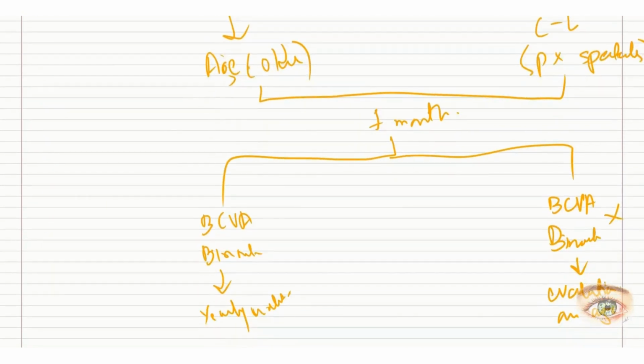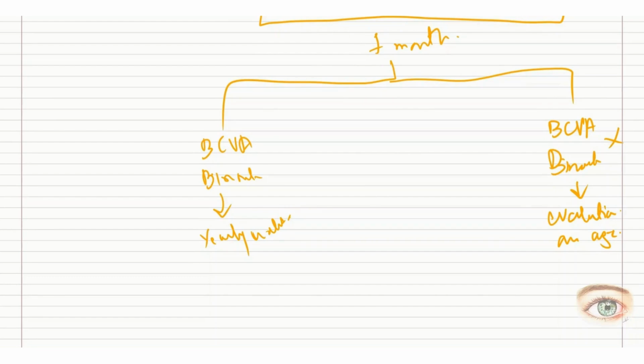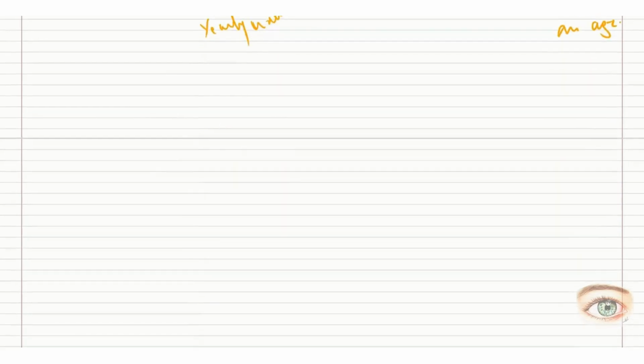You are going to evaluate the patient after 1 month. At the initial follow-up, the BCVA and binocularity will be normal in less than 5 diopter, and it is going to be disturbed in patients of more than 5 diopter, and there will be yearly evaluation in less than 5 diopter, and you are going to evaluate the patient according to his or her age if the hyperopia is greater than 5 diopter. Now, coming to astigmatism.